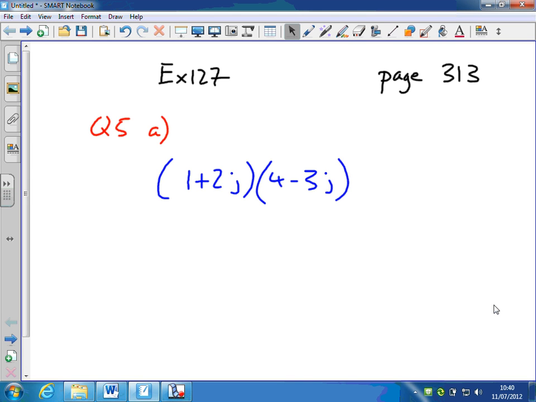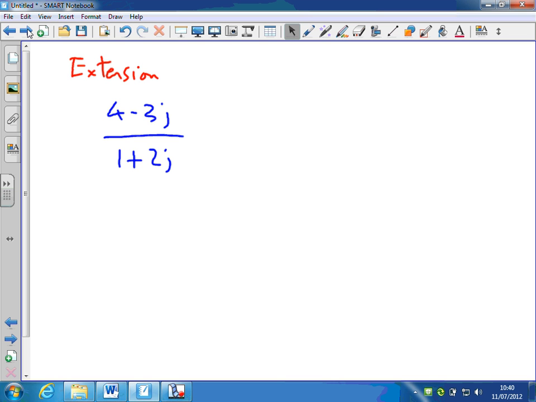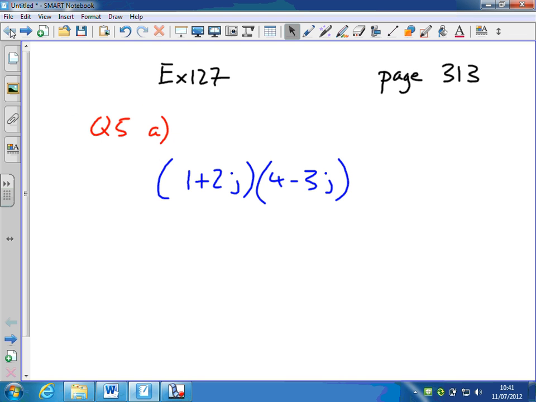Exercise 127, question number 5. I'm going to look at part A, multiplying Z1 by Z2, but then as an extension I'm going to look at Z2 divided by Z1. You could have a go at that after you've gone through this question and try it yourself, see if you can do it. The extension questions 8, 9 and 10 will also involve division, but you will have to do a division in your questions, so you need to practice them.